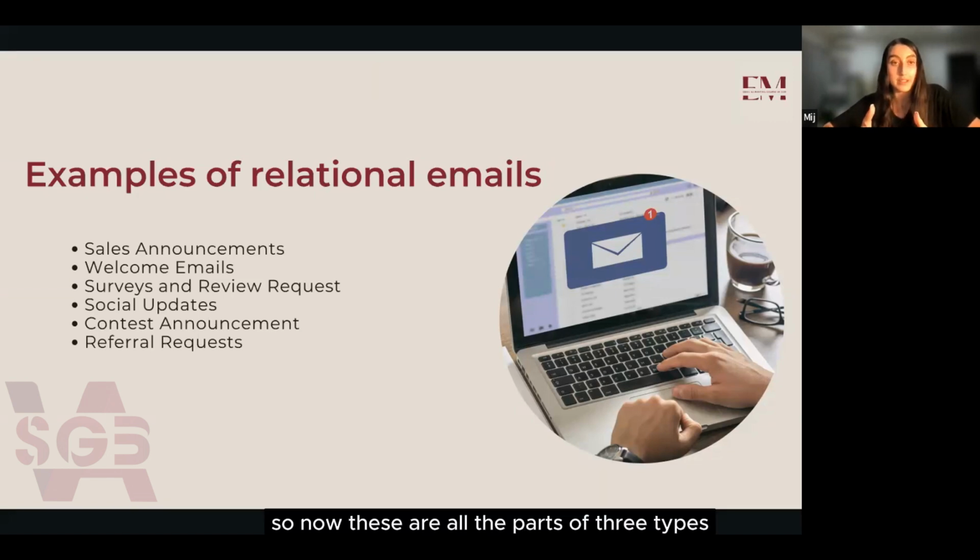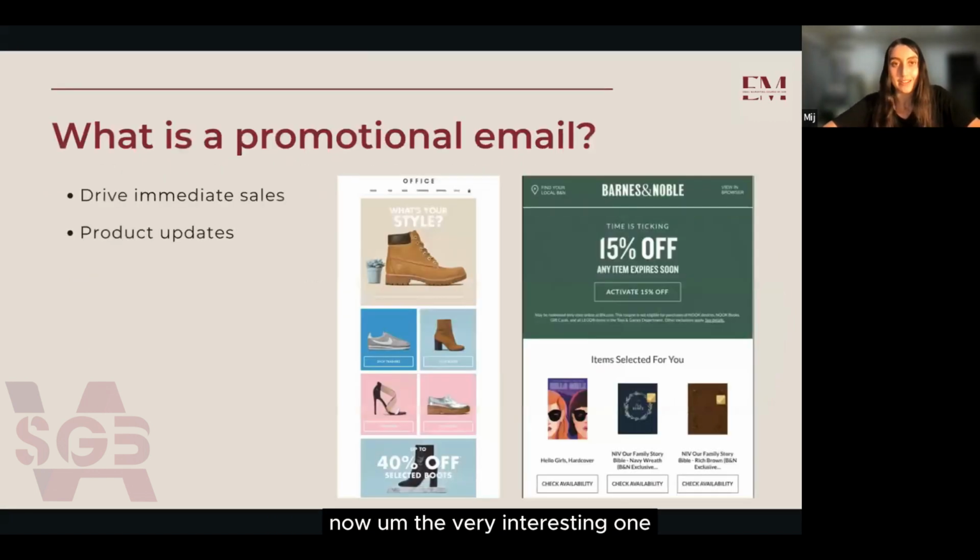So now these are all the parts of the types of emails and the examples. Now, the very interesting, famous one is the promotional email. So what is a promotional email? Very obvious, right? Very self-explanatory. The goal of promotional email is to drive sales and to share about product updates. We already have these two amazing self-explanatory images.